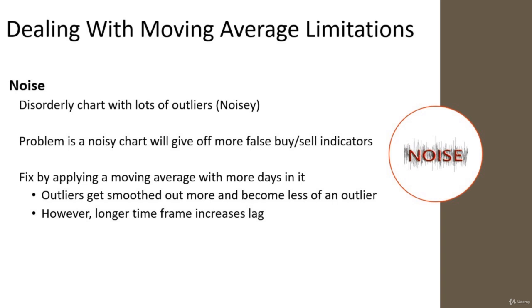And you can fix that by applying a moving average with more days in it. So these big outliers can get smoothed out more and become less of an outlier, because a longer time frame will smooth that out more than a shorter time frame.